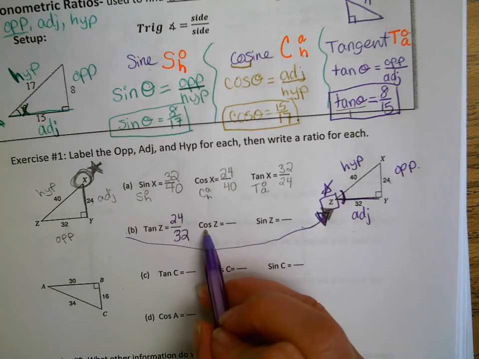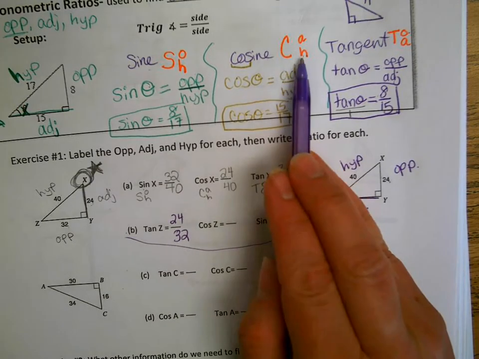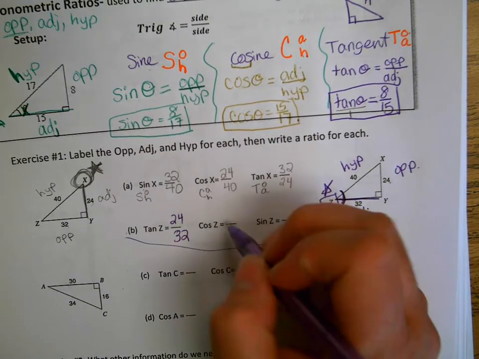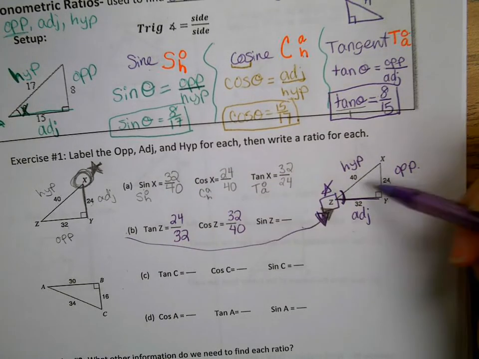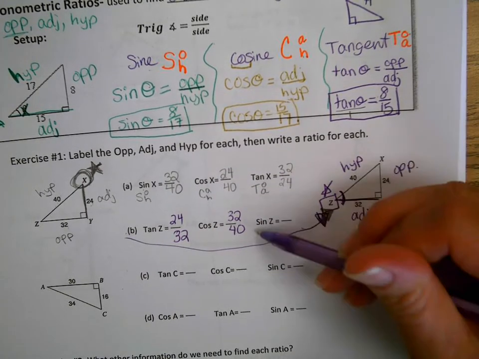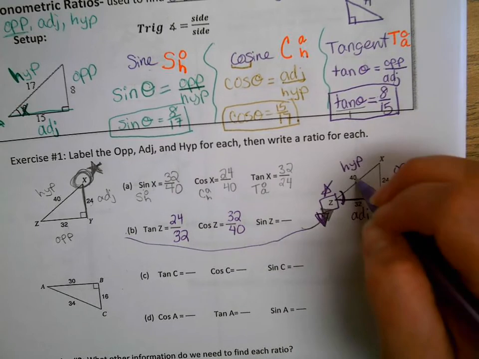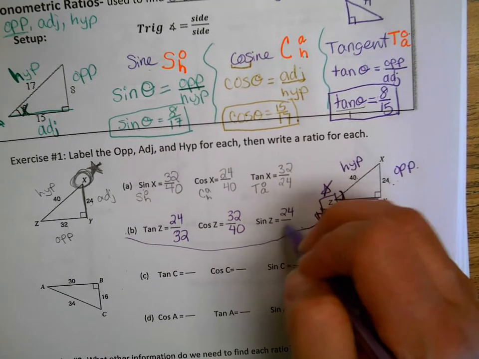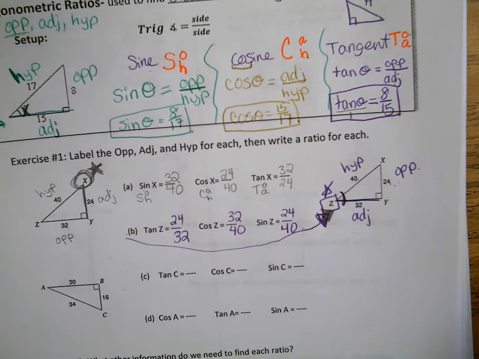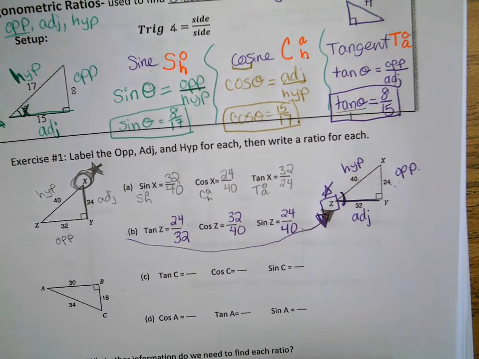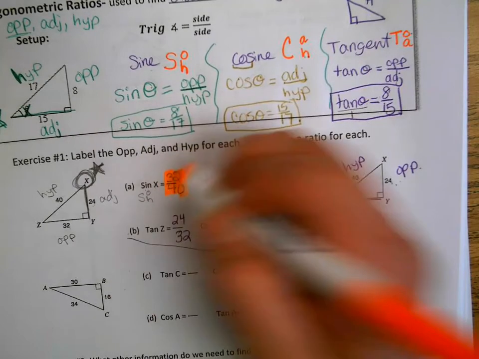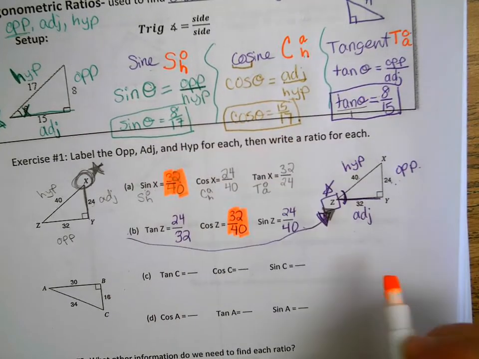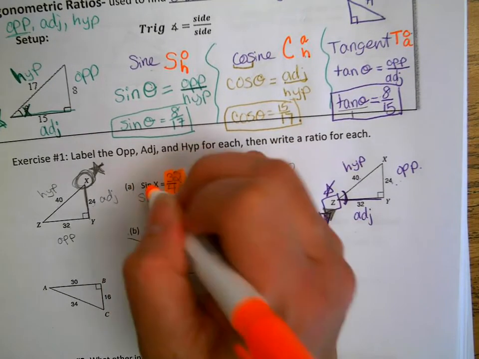Cosine is the adjacent over hypotenuse. So cosine is the adjacent 32, the hypotenuse is 40. And sine Z is the opposite over the hypotenuse, 24 over 40. Now something I'm going to point out here is that two of those ended up being equivalent ratios. Okay? See 32 over 40 here and 32 over 40? Aren't those both equal to cos Z and sine X?